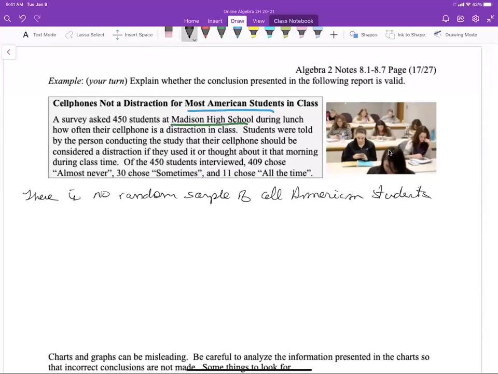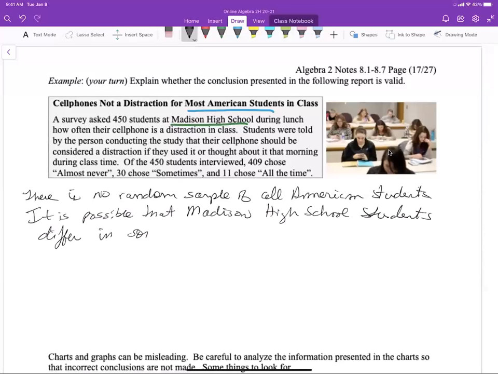Obviously, depending on what school you're at, you can have different cultures, different environments. If we wanted to know something about most American students, we would need to do a random sample of students, definitely at more than one school. Okay. It is possible that the students at Madison High School differ from others. So it is possible that Madison High School students differ in some way.